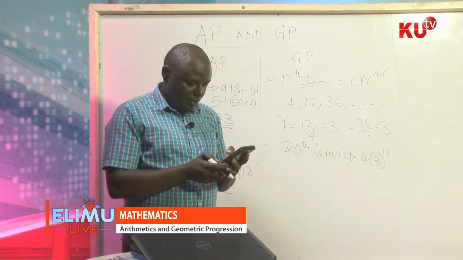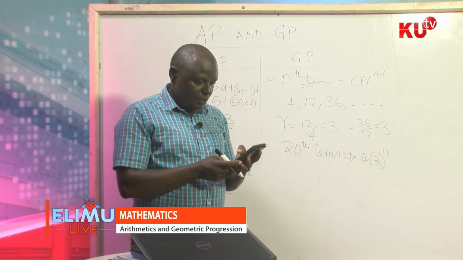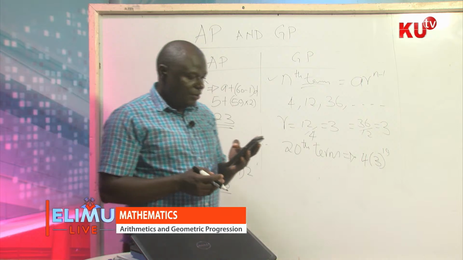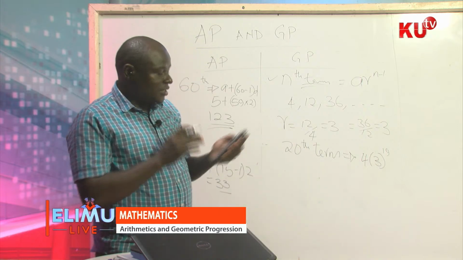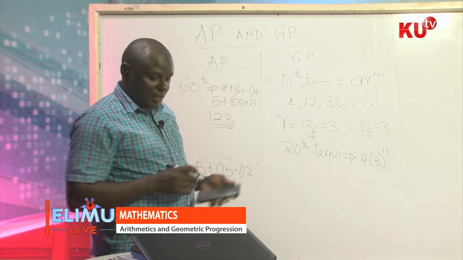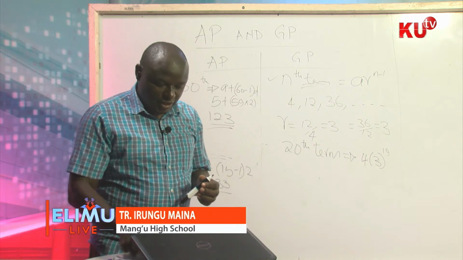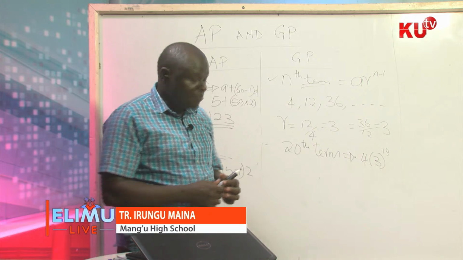Just a moment. 3 raised to power 19. That's quite a big number. Then multiply that by 4, you get quite a big number. But that's basically how we would go about that. Having said that, I want us now to look at some examples.